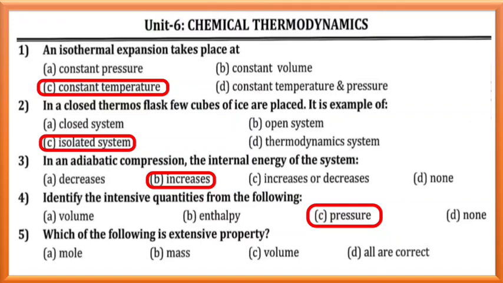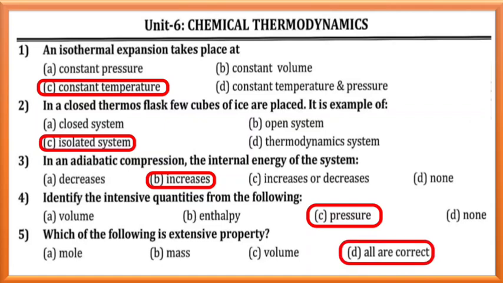Volume and enthalpy are dependent on mass. Therefore volume and enthalpy are extensive properties. Pressure is an intensive property. Which of the following is an extensive property? Dependent on mass, they are asking. Mass is dependent on mass. Volume is dependent on mass. Mole is also dependent on mass. Means all the three are extensive properties only.